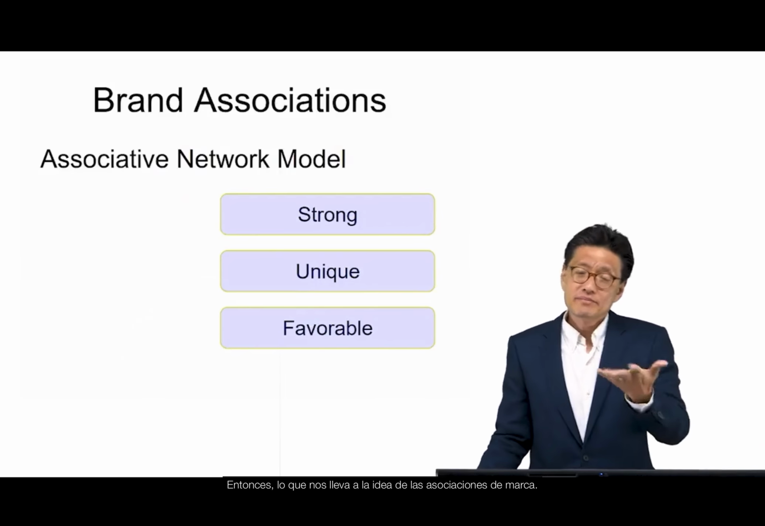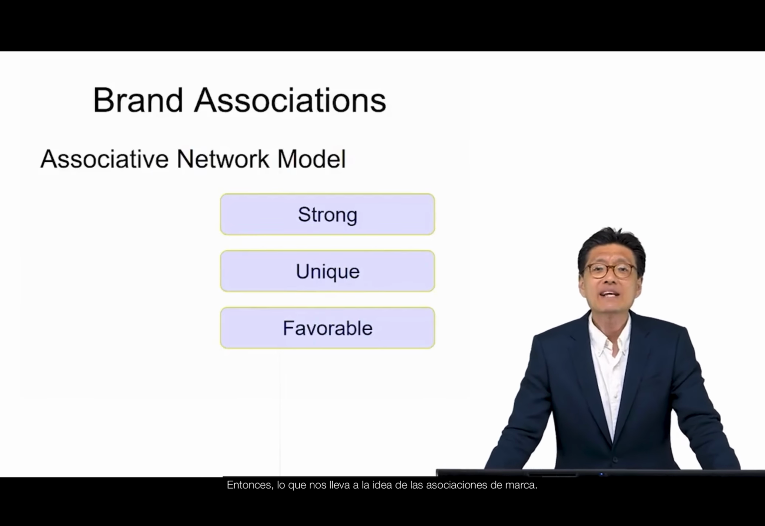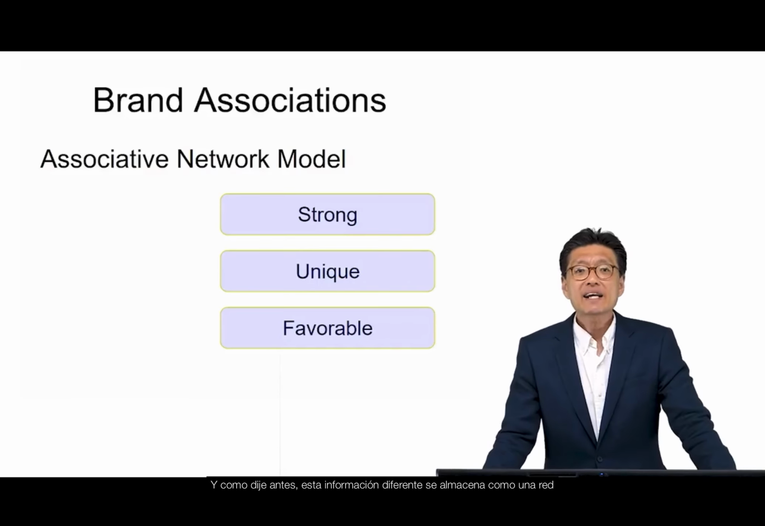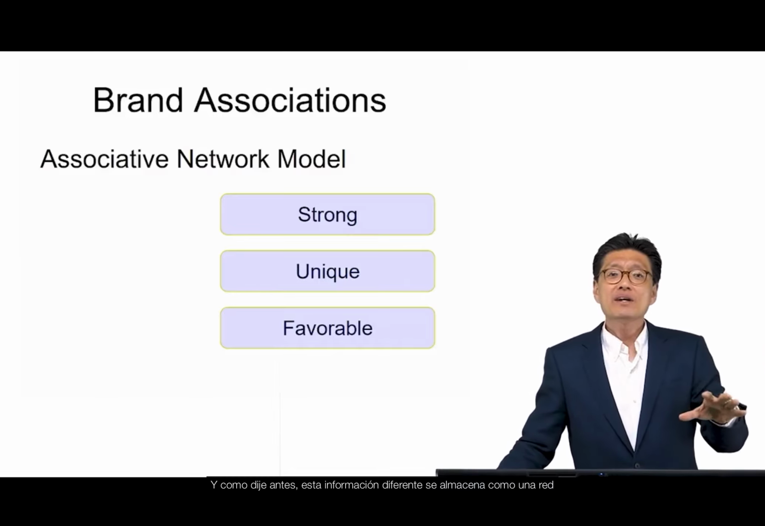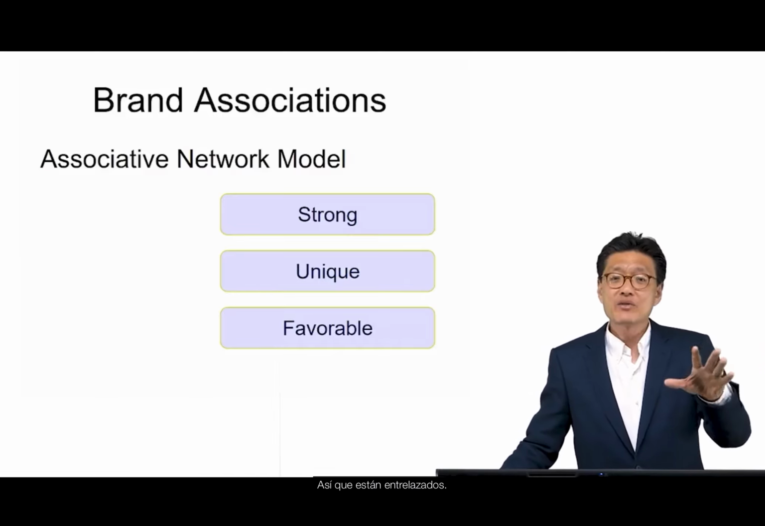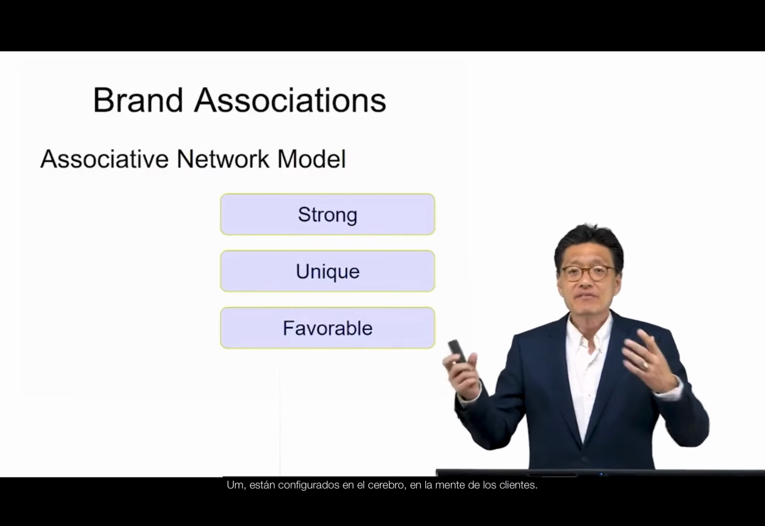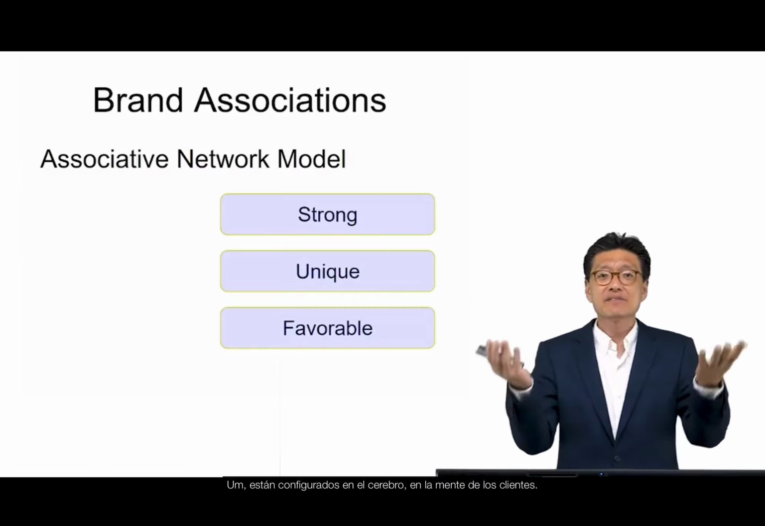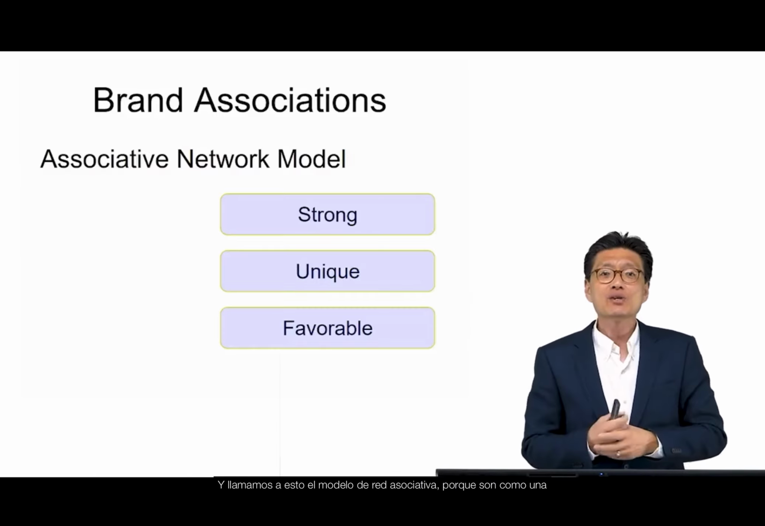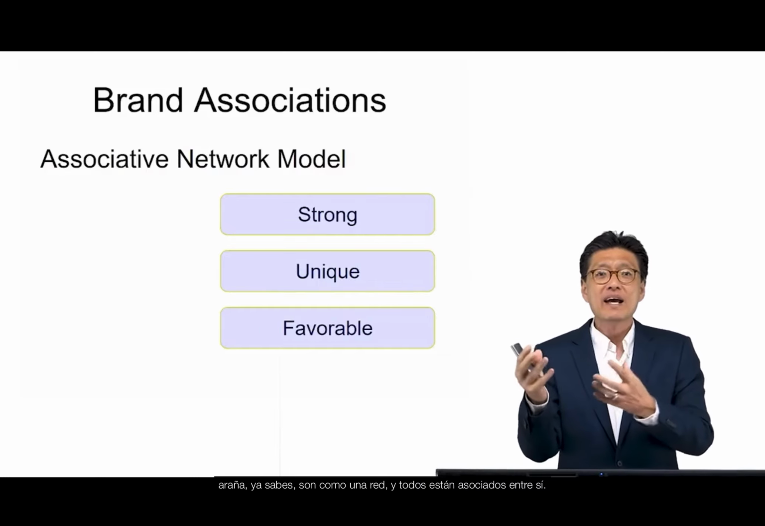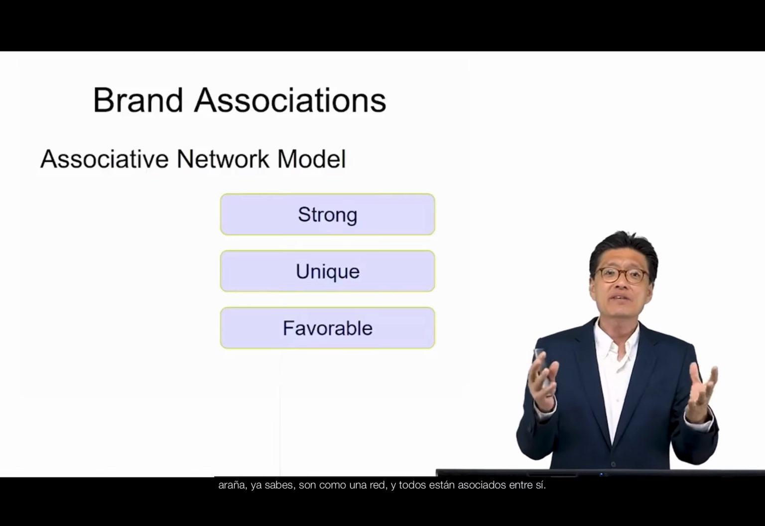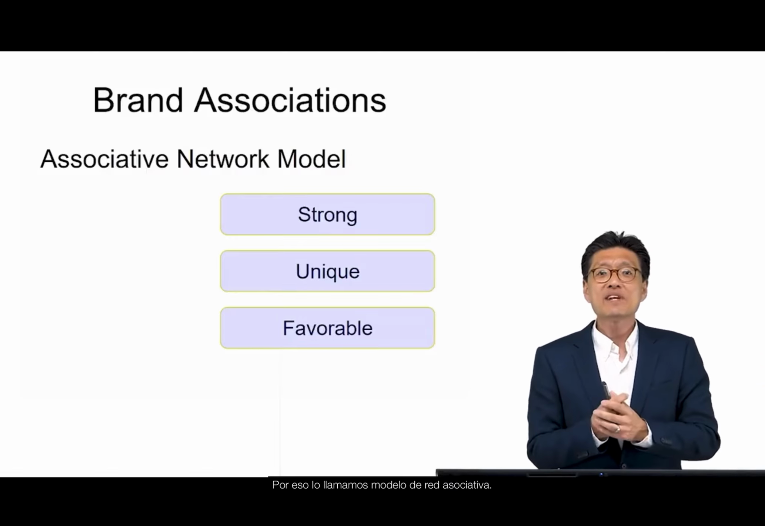So which gets to the idea of brand associations. Like I said before, these different pieces of information are stored like an associative network. They're intertwined, configured in the brains and minds of customers. We call this the associative network model because they're kind of like a spider web, a network, and they're all associated with one another. So that's why we call it the associative network model.